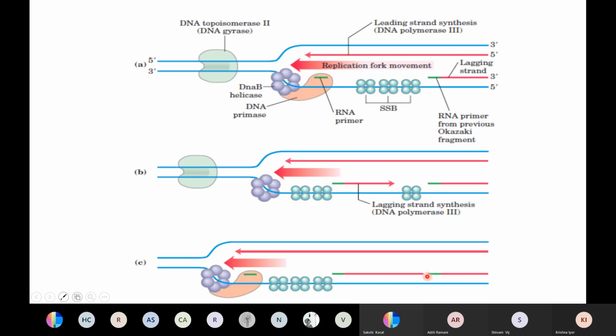Look at this next slide. Somebody asked a question that I'm making this in this direction while I'm making the lagging strand in the other direction. That creates both a time issue and a processing issue. Now see what actually happens in real life.